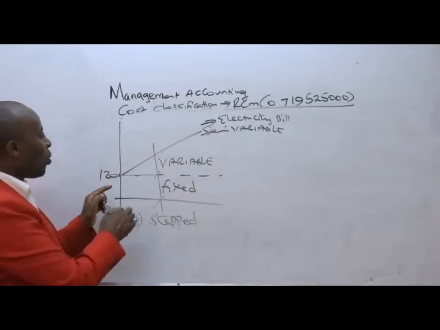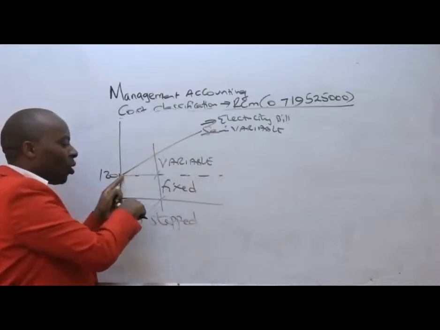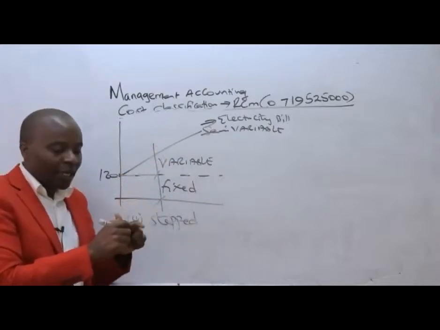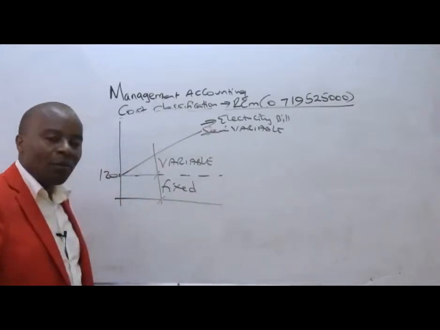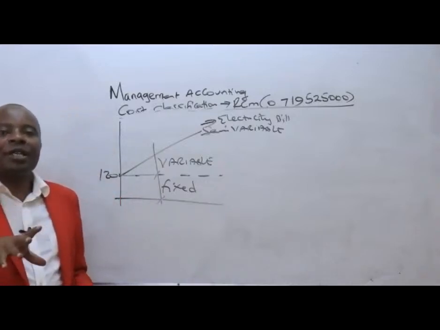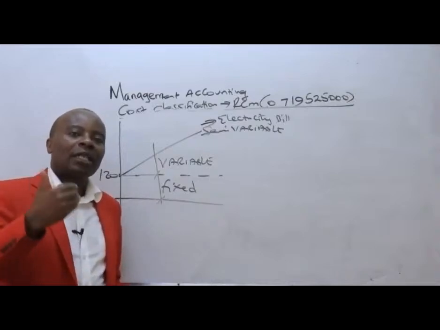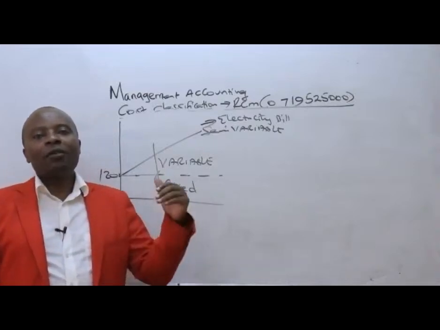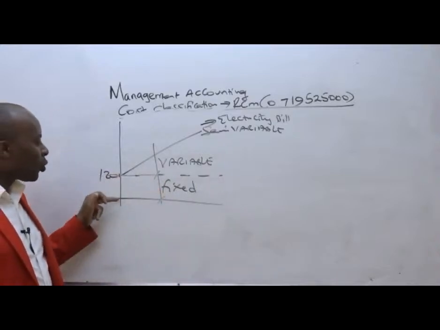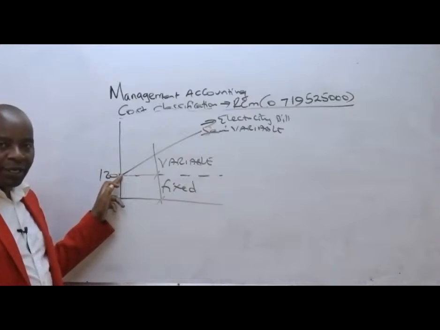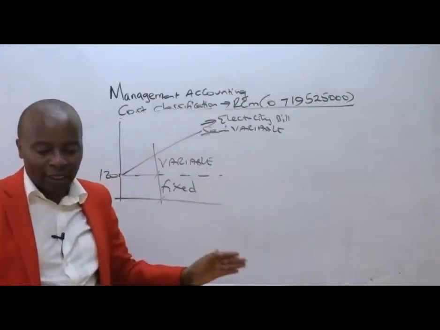Now from there, we shall have this component of our bill, which is dependent on the number of units we are consuming. Most importantly, we need to appreciate the fact that semi means half, partly fixed and partly variable. And of course, under semi-variable cost, our cost will never begin from zero. Our cost will begin from some higher point up there and then move up like that. That's semi-variable.